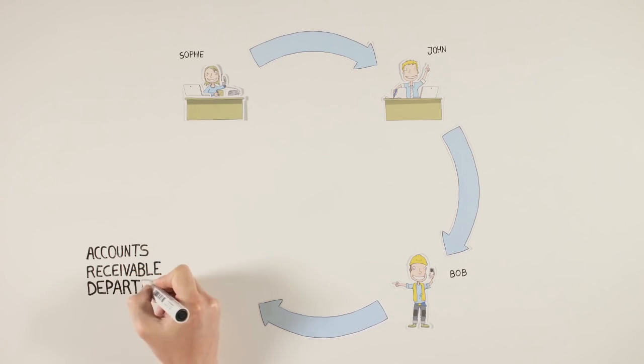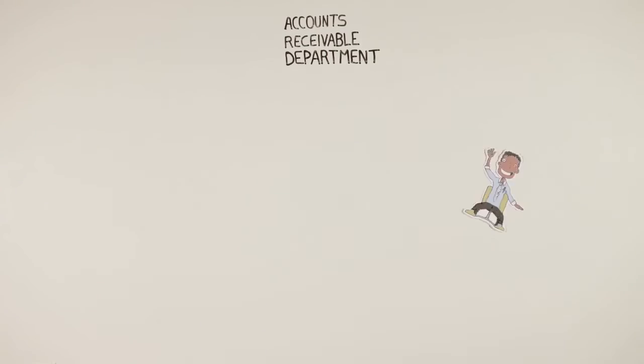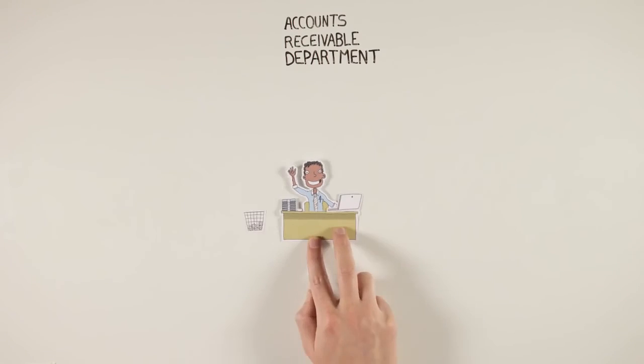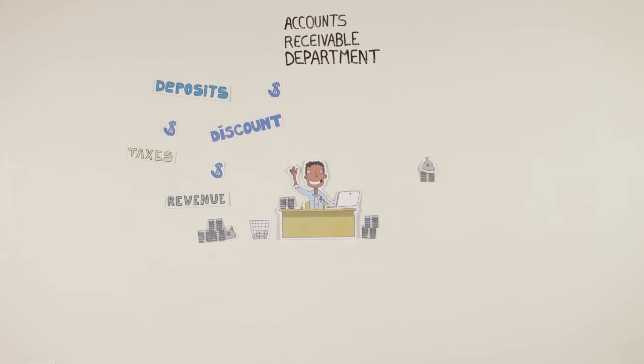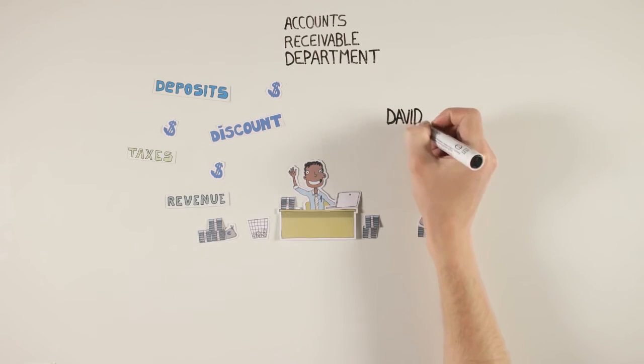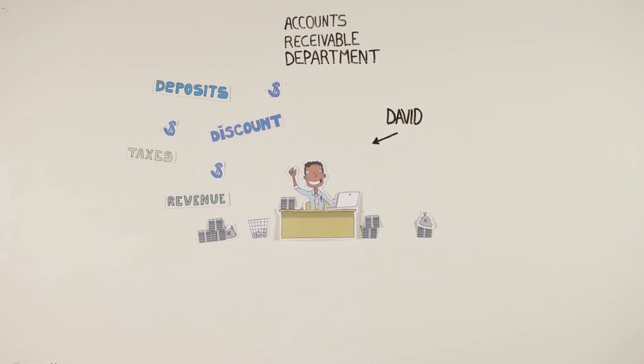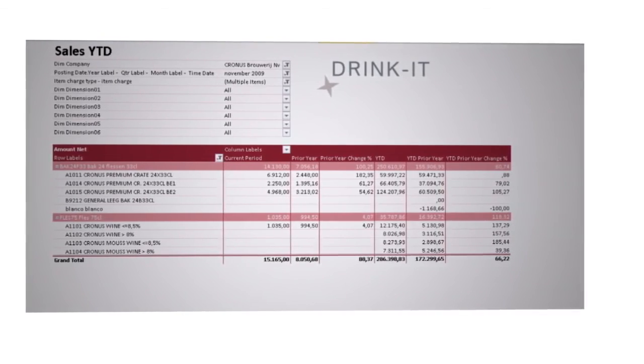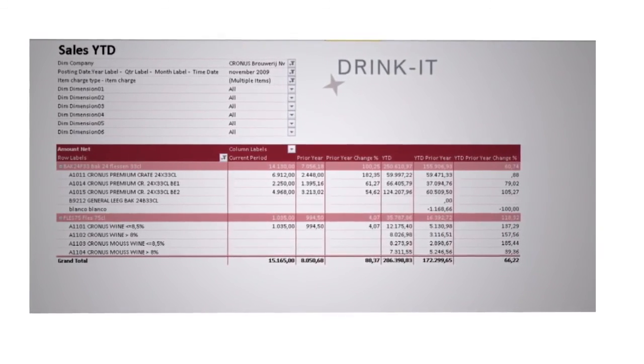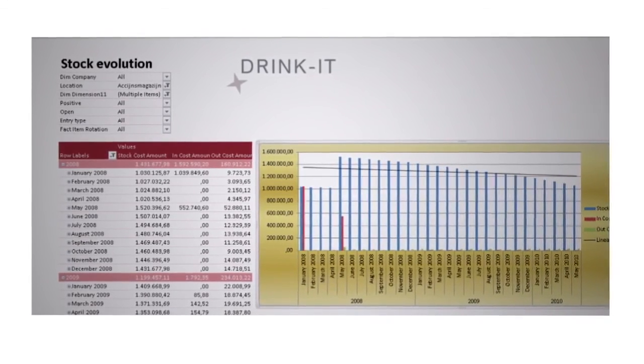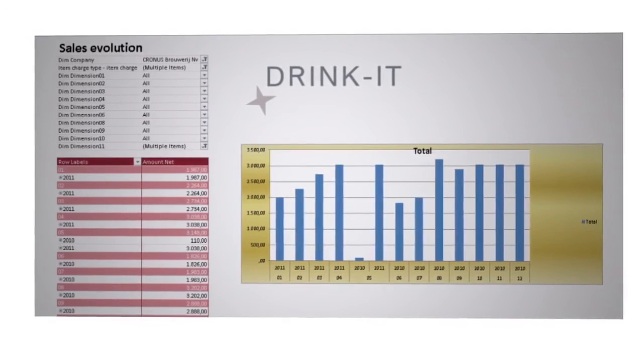David works at the accounts receivable department. He makes sure all shipped orders are invoiced. He'll also monitor the automatic provisions and credit notes for periodic discounts and promotions. All information for accounting and business analysis are automatically available. What would you like to know? Drinkit can tell you.